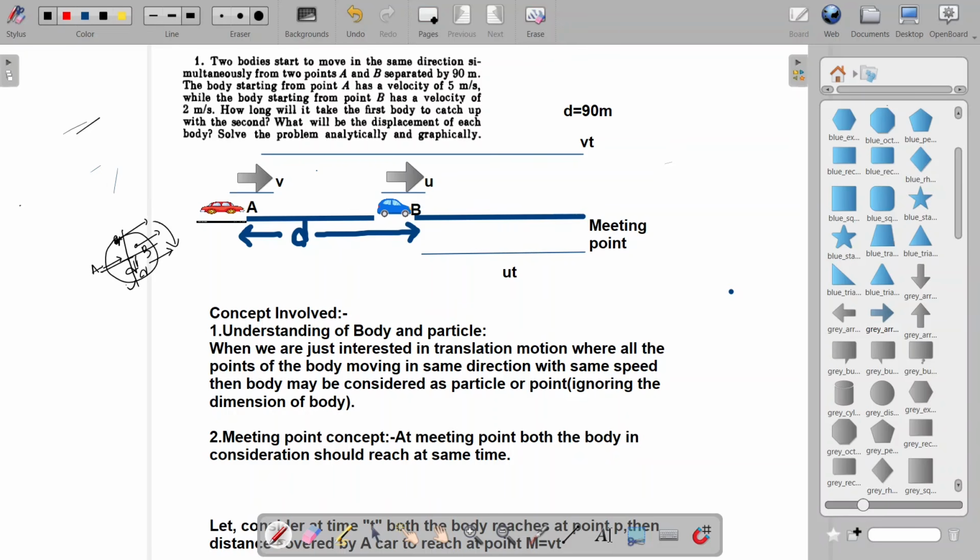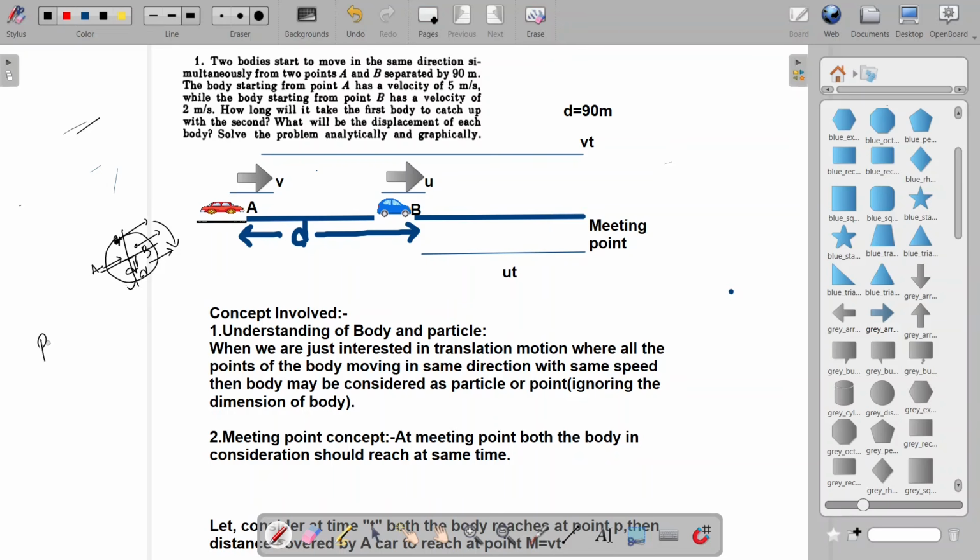Again, I am reiterating that whenever we are just interested in translational motion, where all the points of the body move in the same direction with the same speed, then we may say the body is in translational motion. And if the problem never states the dimension of the body, then the dimension may be ignored while solving the problem. So a particle has only one kind of motion, that is called translational motion.